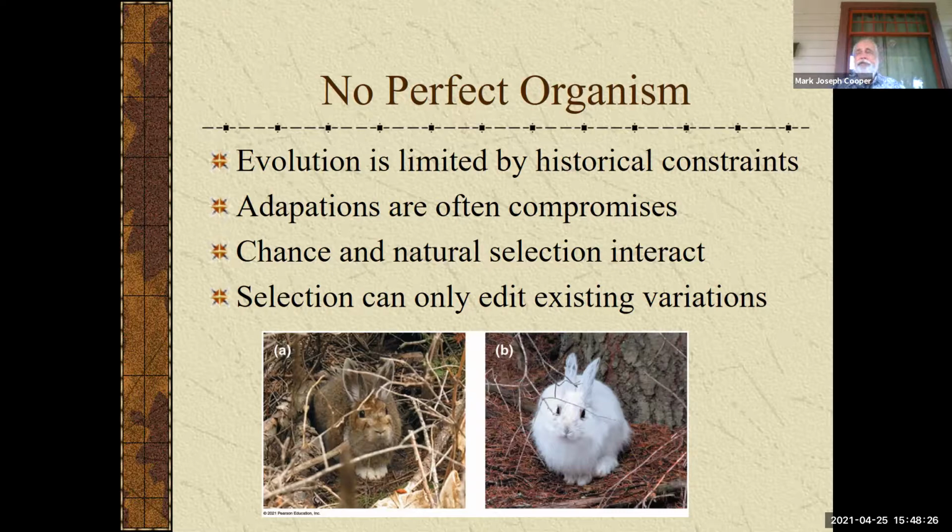Chance and natural selection interact. So sometimes it's just pure chance, at the moment when things happen, who's there and what gets selected for. Again, maybe two different species, both of them would adapt well to something, but one species gets there at the right time, the other one doesn't. So chance and natural selection do interact. So not everything is choice. We want to make sure you realize it's not always environmental pressure. It just may be chance alone. And the last is that selection can only edit existing variations.